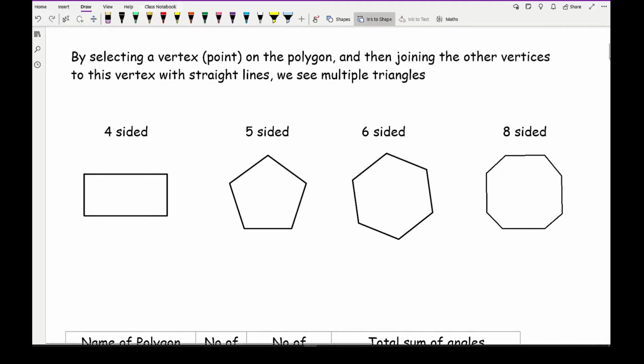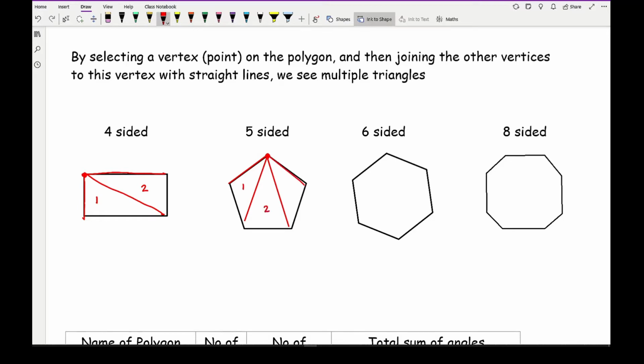So for example, we start off with a four-sided shape. Now it doesn't matter what four-sided shape that is. Here I'm going to pick a corner or a vertex, and I'm going to join a line to each of the other points. By doing that with straight lines, you can see that I've got a number of triangles. So here I've got one triangle and two triangles. Now if I pick a five-sided shape, and pick this vertex, and draw a straight line to all the other corners of that shape, then what I produce is three triangles.